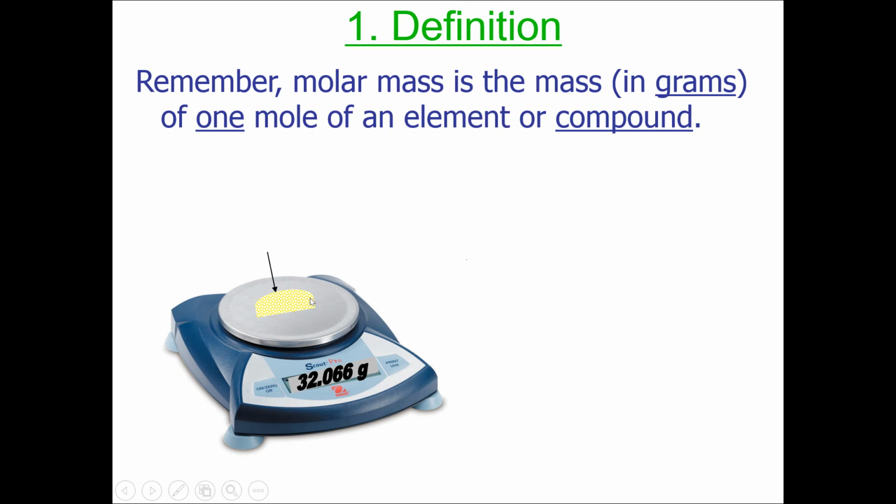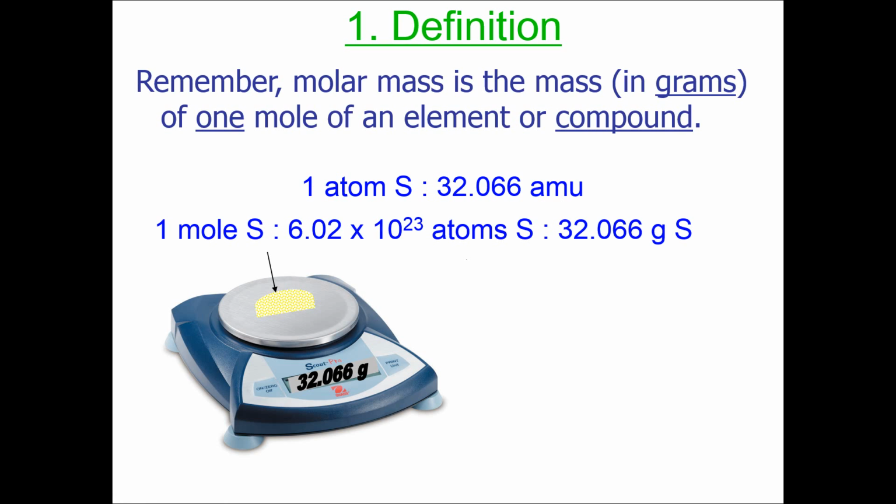So let's say I asked you what's the molar mass of sulfur. What you know about sulfur is that if I had 1 atom of sulfur, you can look on the periodic table and look at the value of sulfur being 32.066 AMU. Notice the unit on this side of the ratio is 1 atom. So if I had 1 teeny tiny, more than microscopic atom of sulfur, then we would use the units AMU, atomic mass units.